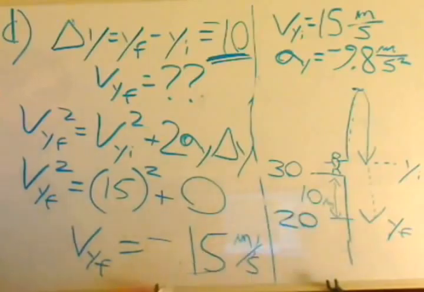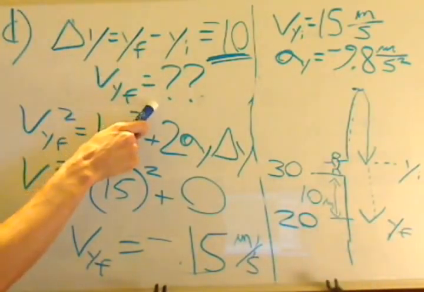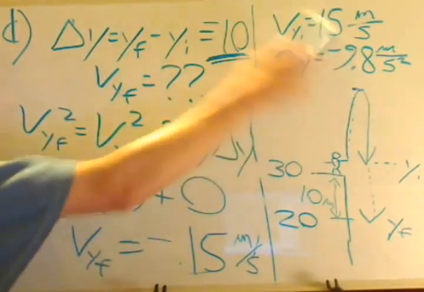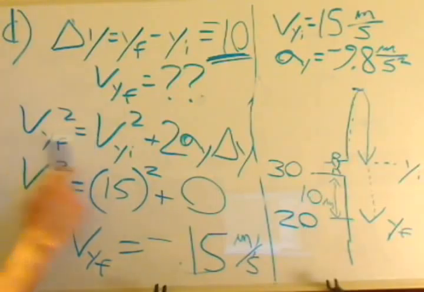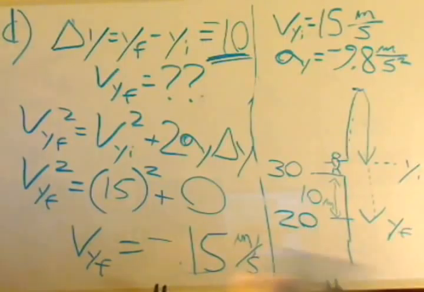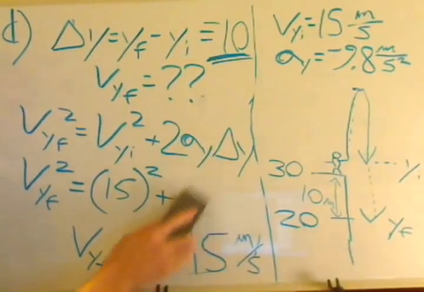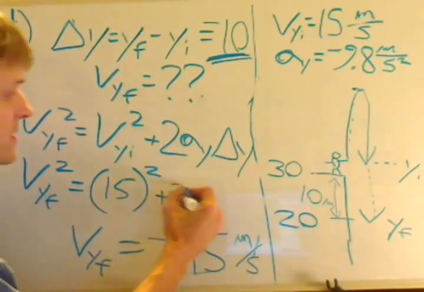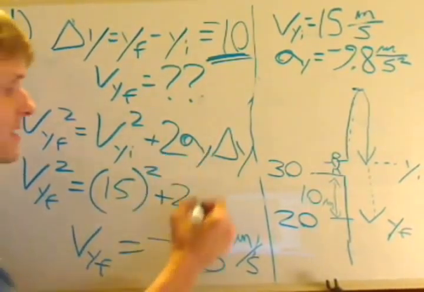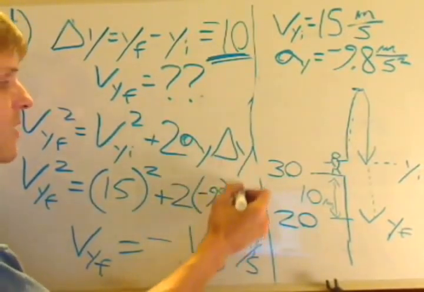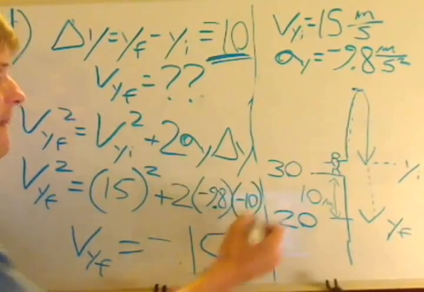We want to know what the final velocity is down here. So this still holds. This equation still best fits this set of variables right here. Now, the big difference is we don't get 0 here. 2 times the y acceleration, negative 9.8, times delta y, which is minus 10.